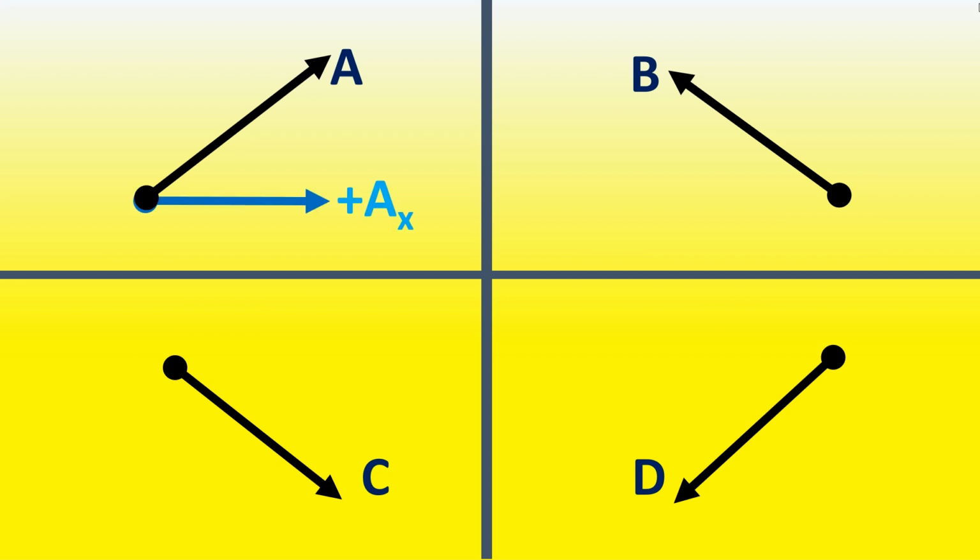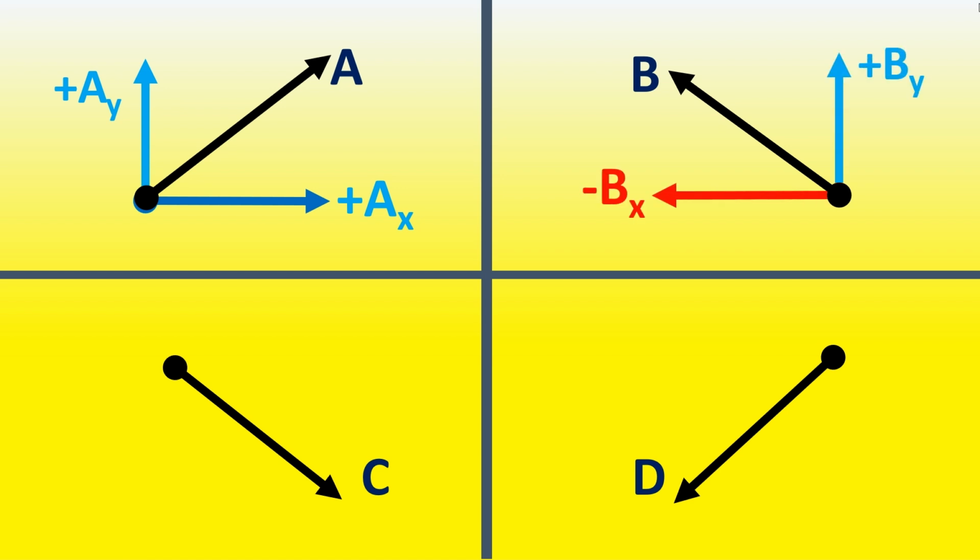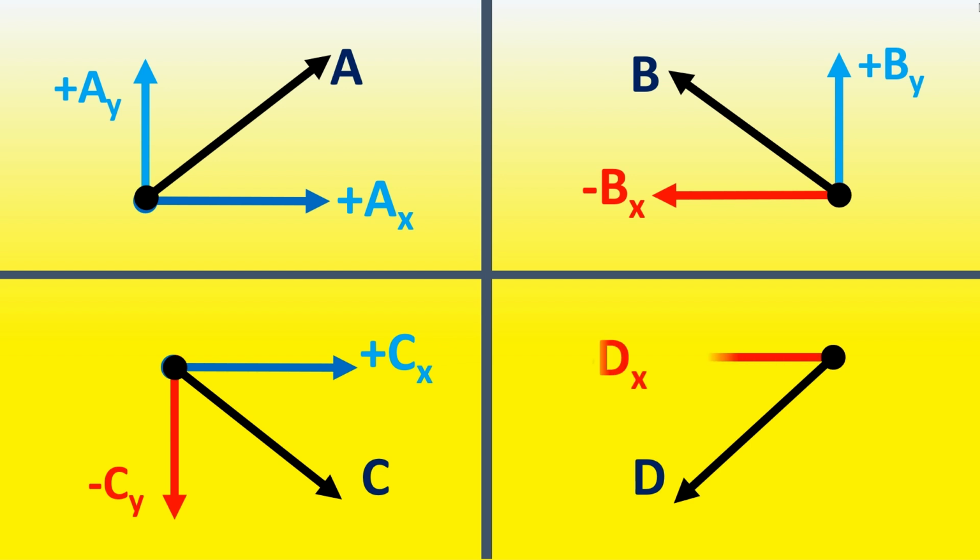Vector a is slanting upward to the right, so its rightward x component is positive, and its upward y component is also positive. Vector b is slanting upward to the left, so its leftward x component is negative, and its upward y component is positive. Vector c is slanting downward to the right, so its rightward x component is positive, and its downward y component is negative. Lastly, for vector d, it is slanting downward to the left, so its leftward x component is negative, and its downward y component is also negative.